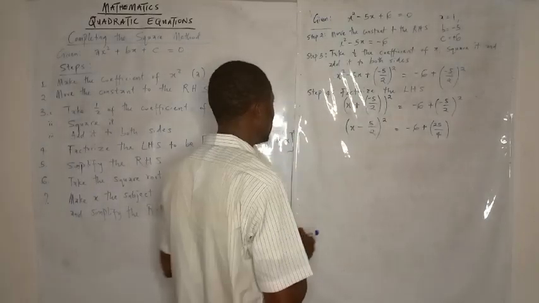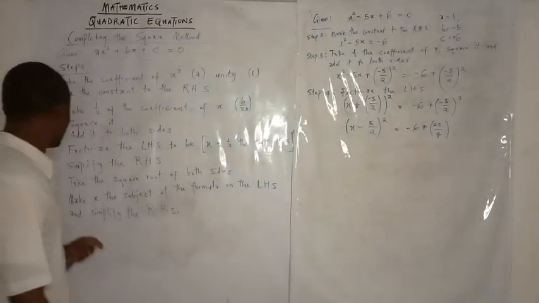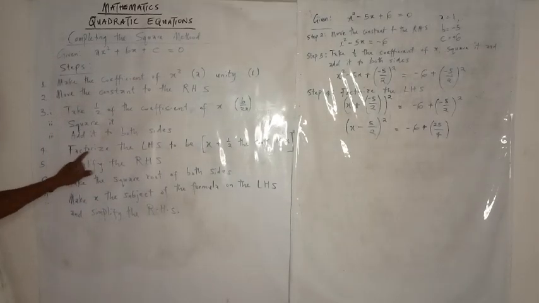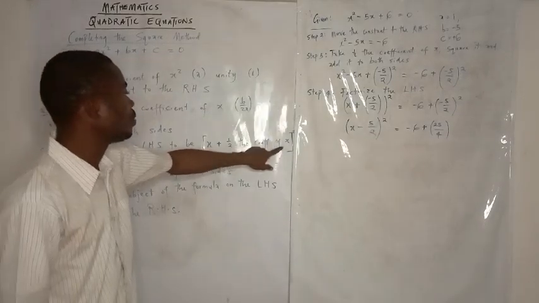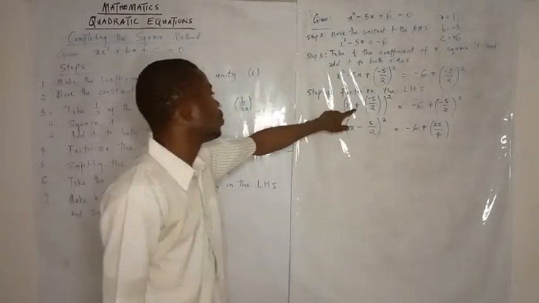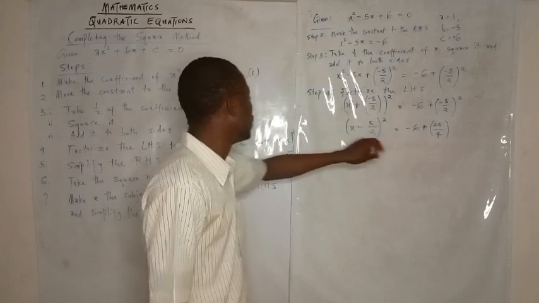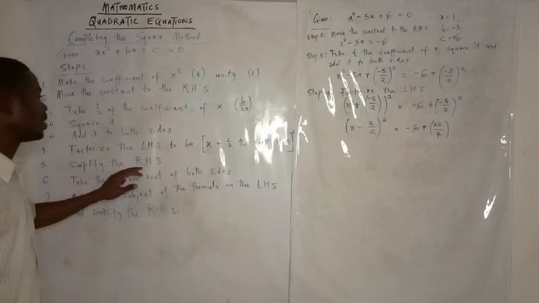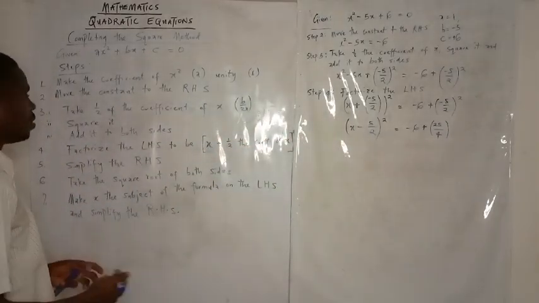So we have it like this, and we have already started simplifying the right hand side. Remember step 4 says factorize the left hand side to be x plus half the coefficient of x all squared. So we have x plus, this is half the coefficient of x all squared. We have done that. Then step 5 says simplify the right hand side. If you look at the right hand side, we need to simplify it.